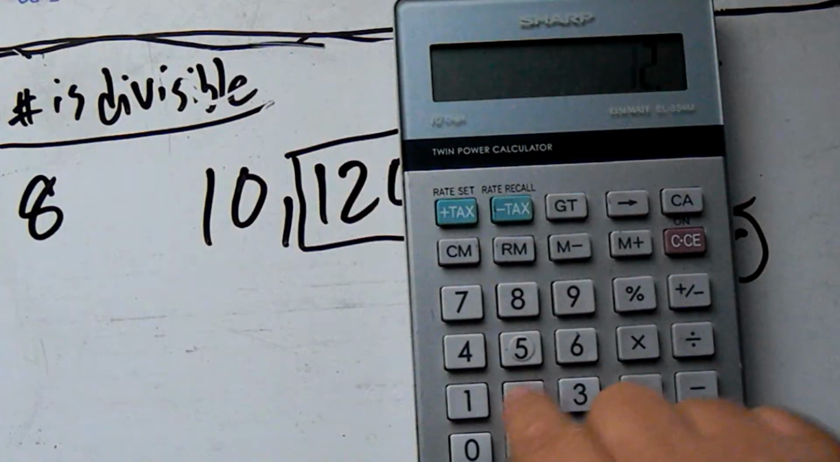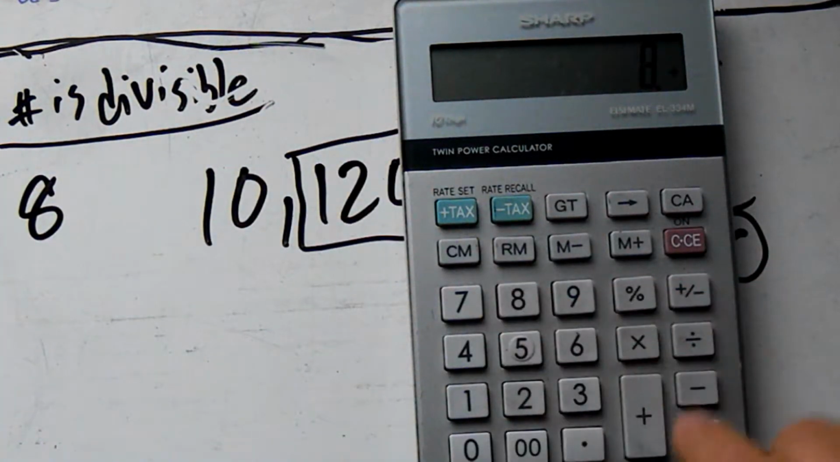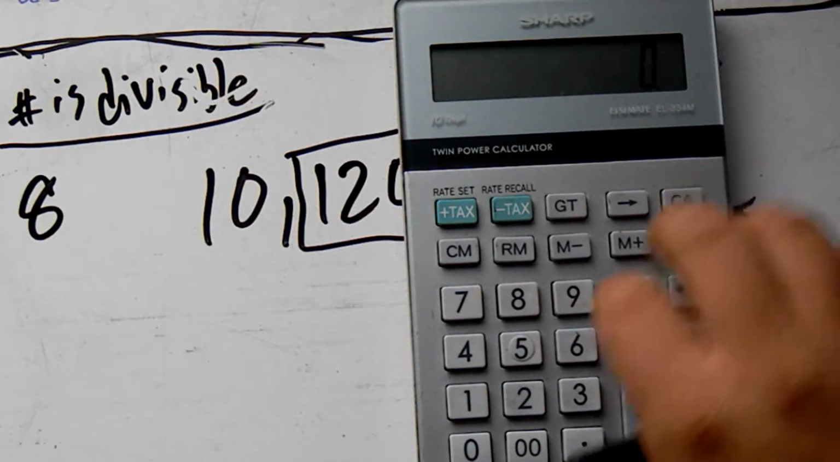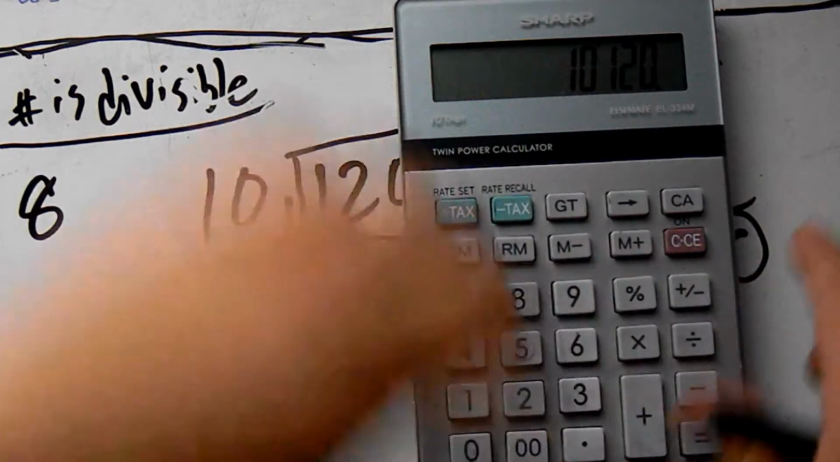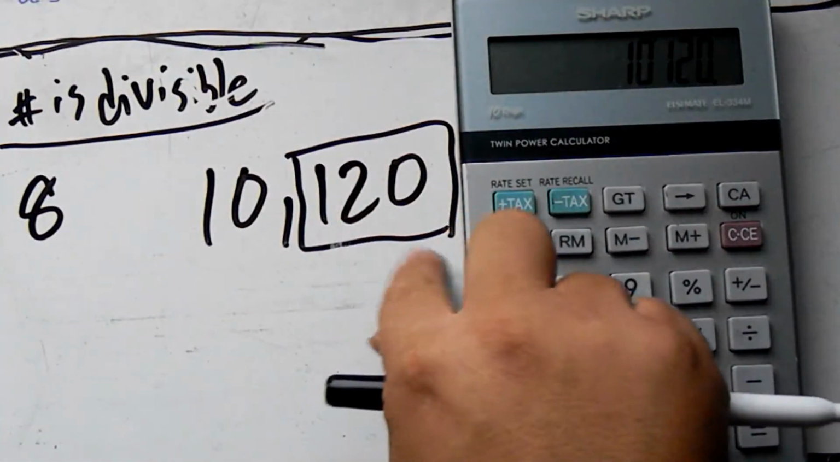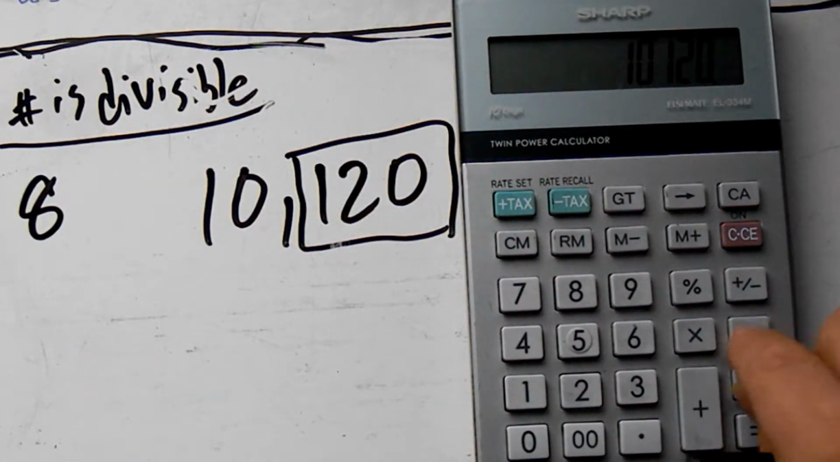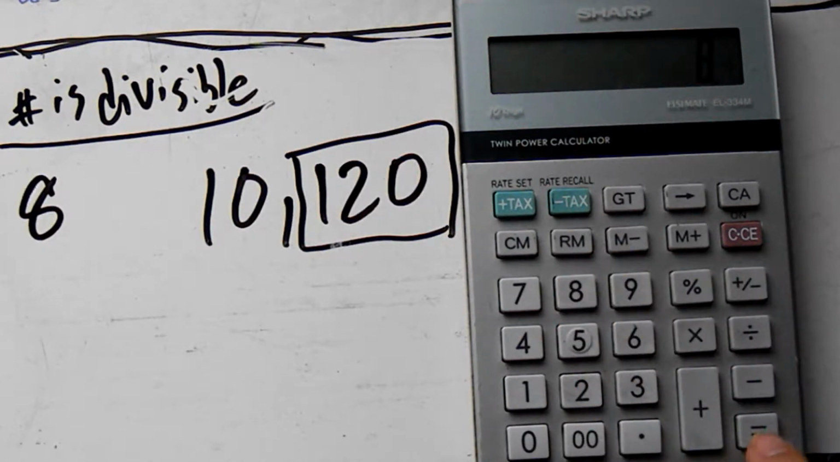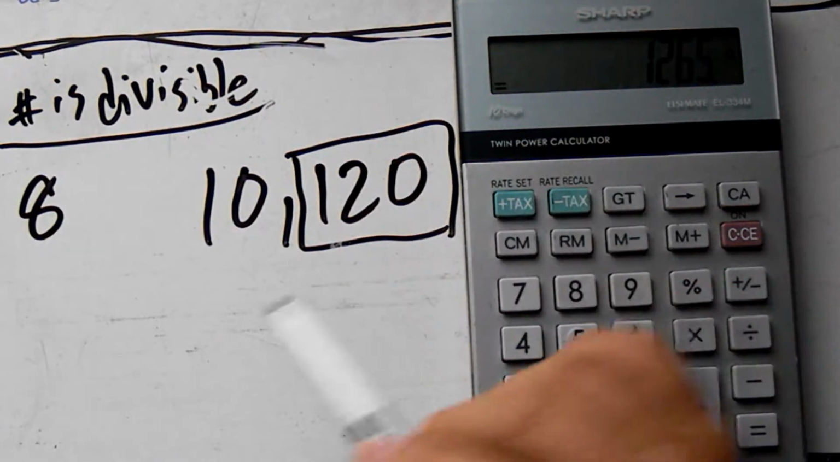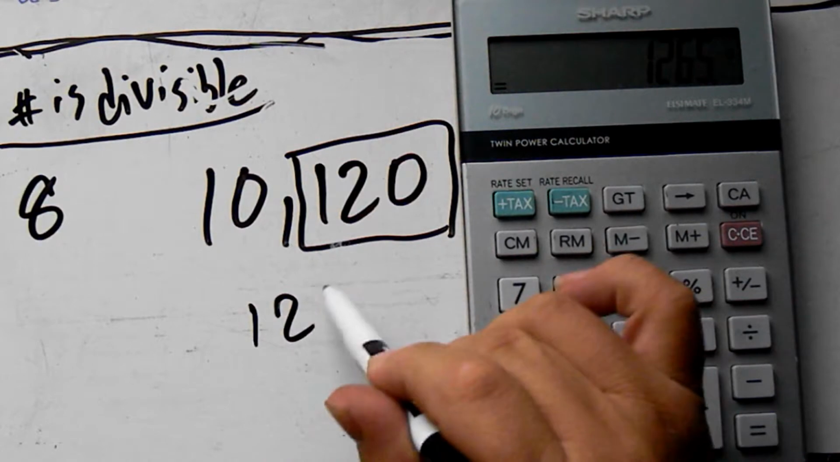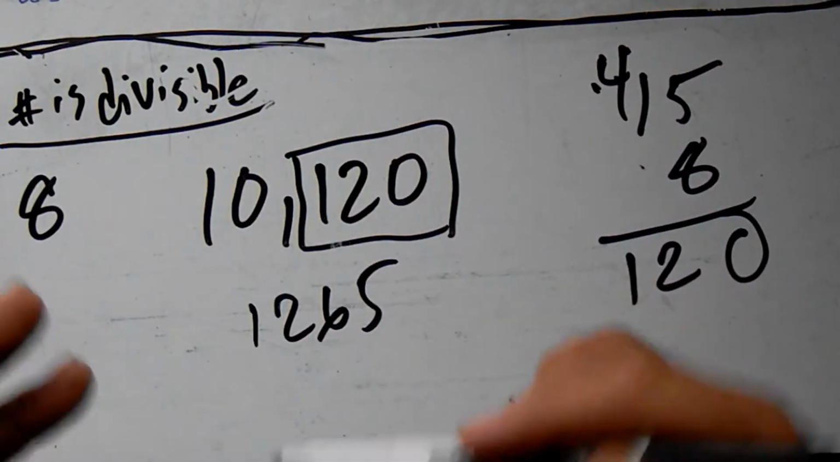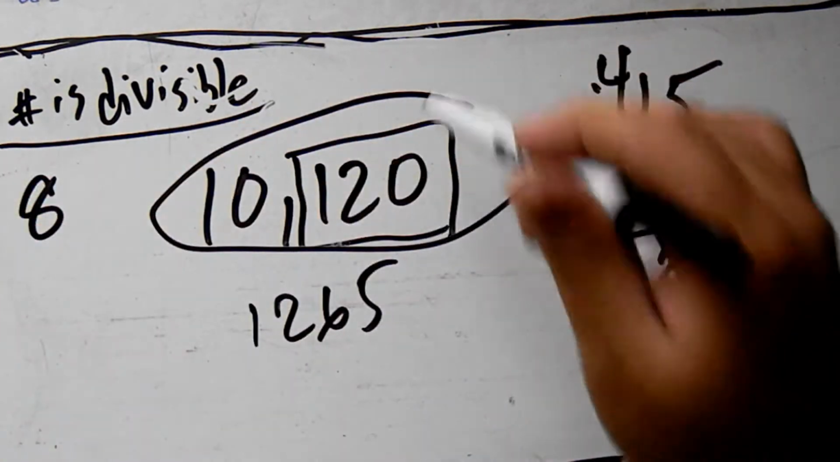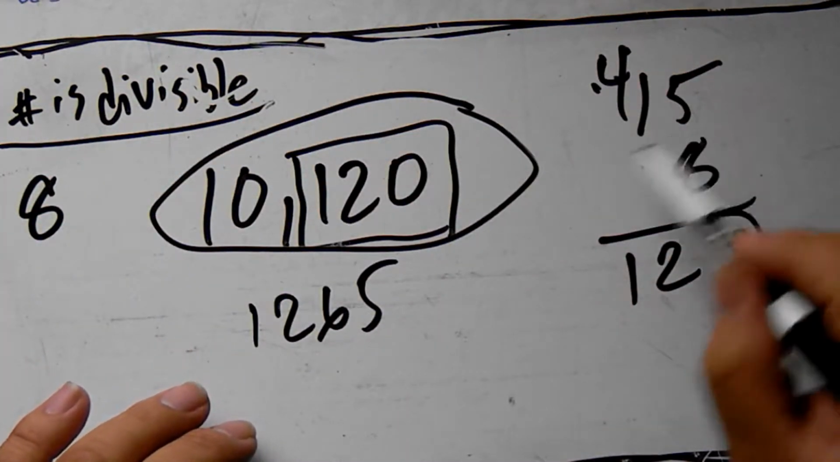So again, let's check my math. 120 divided by 8 equals 15. So let's assume that 10,120 is divisible by 8. Ta-da! So it is. It's 1265. So following that rule, we can assume that the whole number is divisible by 8.